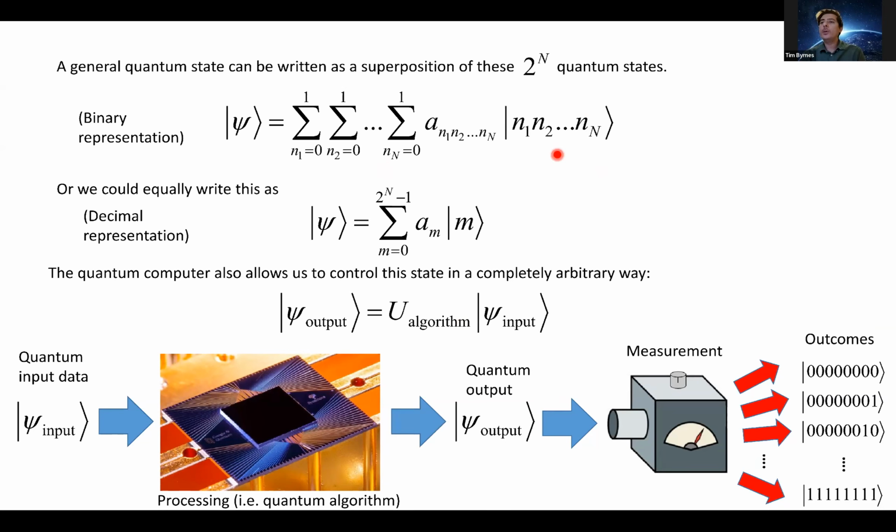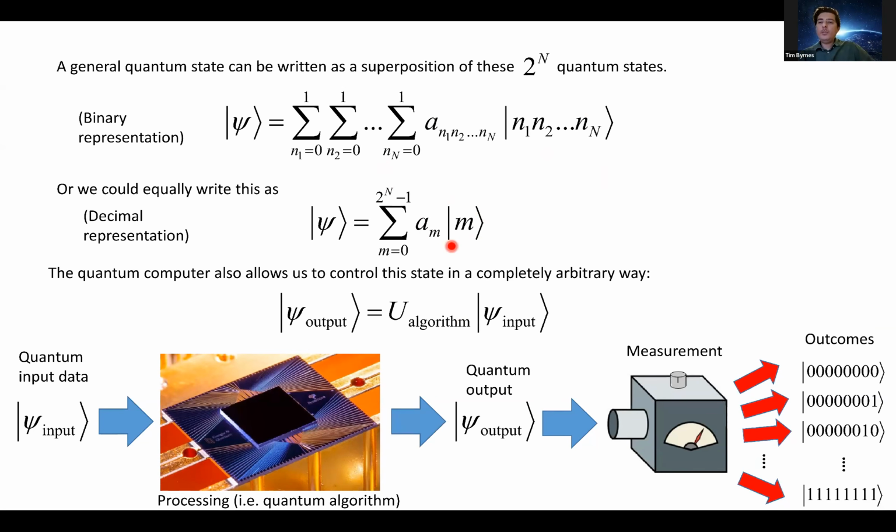So this is sort of the binary representation, or we could enumerate them by a number just from 0 to 2 to the power of n minus 1. Just labels them. And then we could write the wave function like this. This is just different ways of writing it, basically the same information.